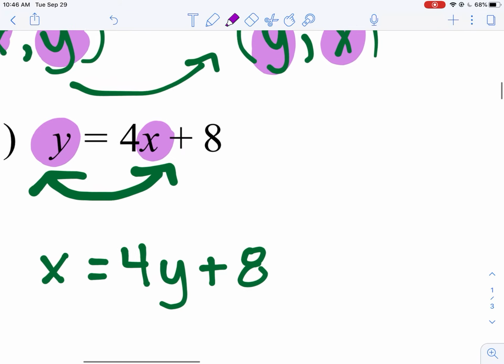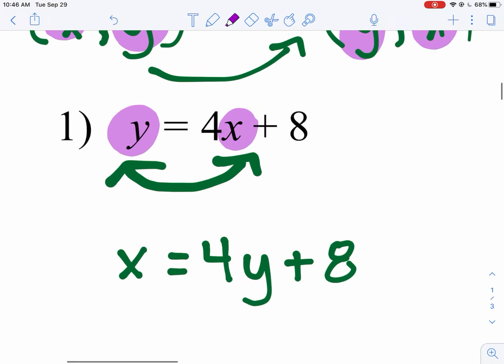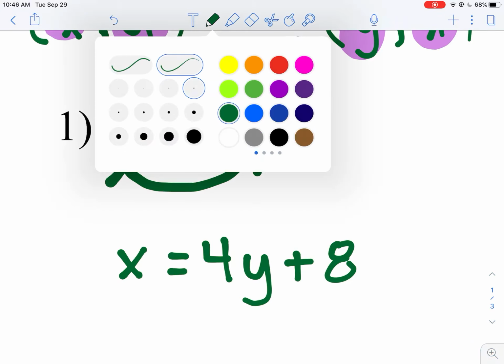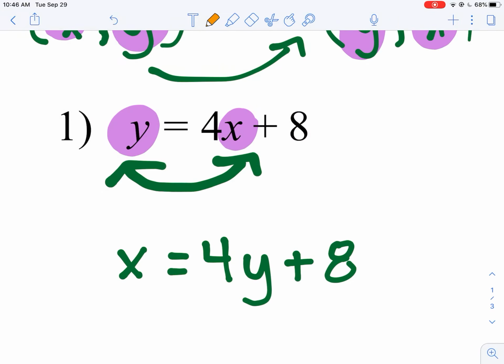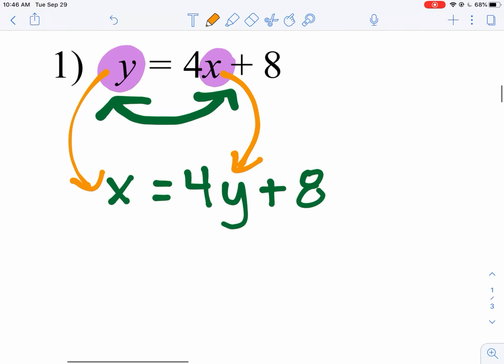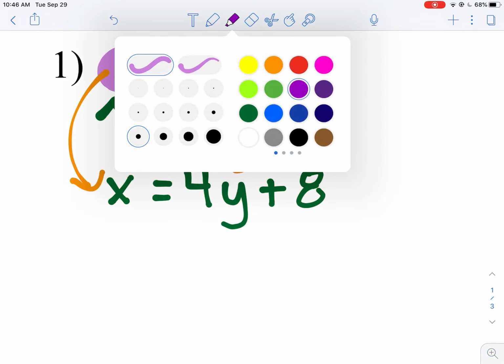So what I did for this first relation here, you'll notice I highlighted my variables. I have y and x, right? You'll notice I drew a little arrow here because they're going to swap places. So whereas up here I had y, it becomes x. Whereas up here I had x, it becomes y. And now your next step is you want to isolate y.